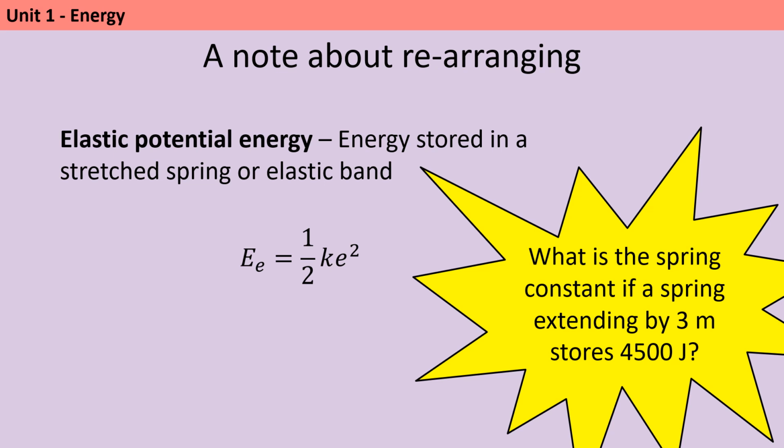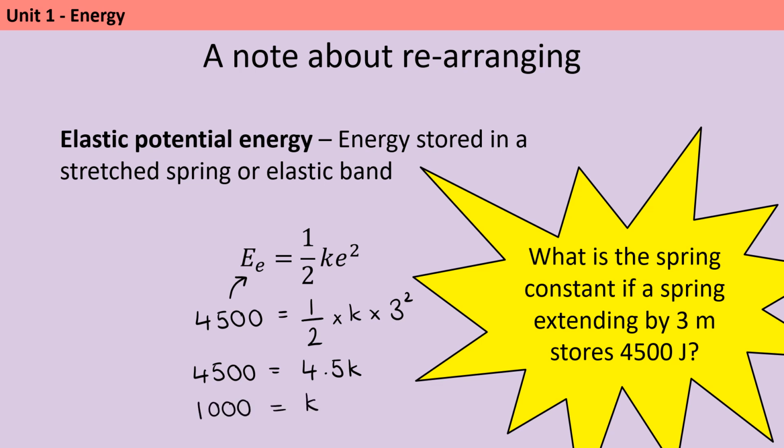So if we got a tricky question like this, which asked us to work out K, the spring constant, then I wouldn't actually rearrange this equation in order to make K the subject. What I would do is write it out, putting in the numbers they've given me. So 4,500 is the amount of energy, and then the extension is 3, so 3 is squared. And then I would just solve it for K exactly like I would if this was an algebra question in maths. So that would give me an answer of 1,000.